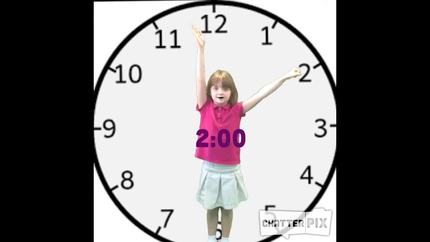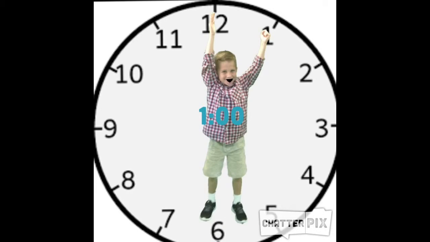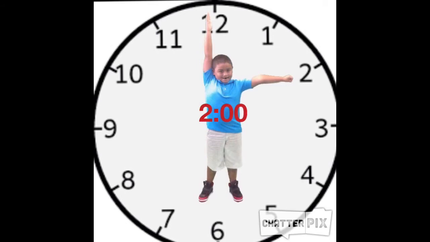It is 2 o'clock when the short hand is at the 2 and the long hand is at the 12. When my short hand is at the 1 and the long hand is at the 12, it's 1 o'clock. When the hands of the clock are both at the 6, it's 6:30. It is 2 o'clock. The short hand's at the 2 and the long hand's at the 12.